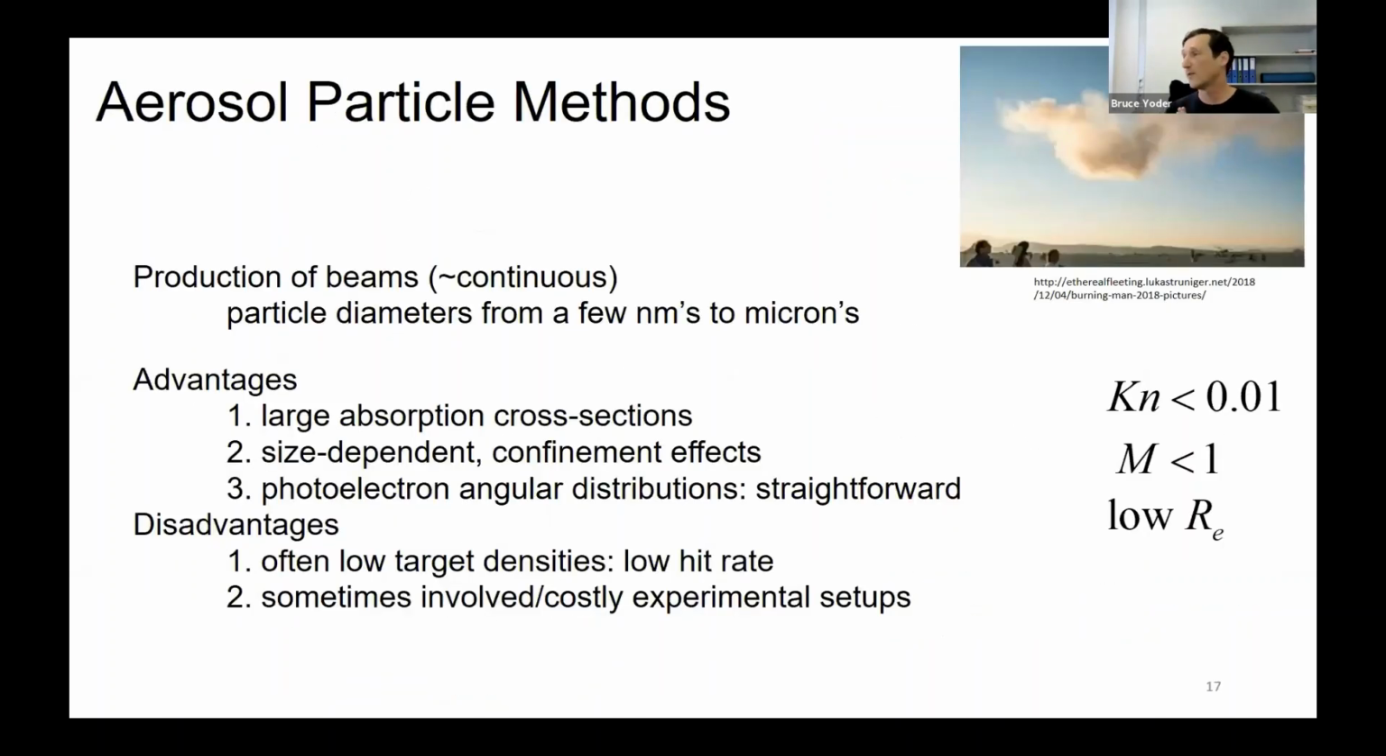If there's no question about Laval nozzles, we can go on to aerosol particles. Good. So let's move on to aerosol particles and produce beams of particles between a few nanometers to microns in size, overlapping and extending the size range from what we just saw with the supersonic expansion methods.